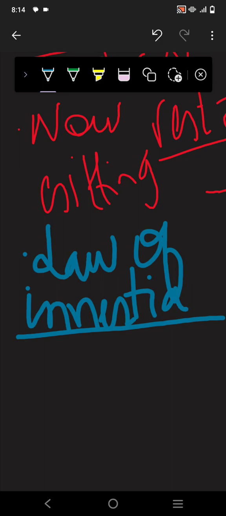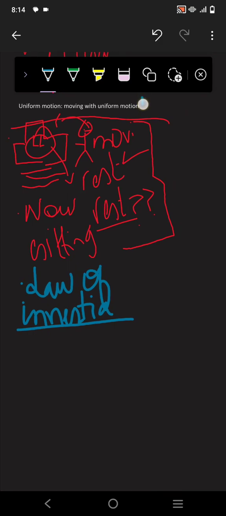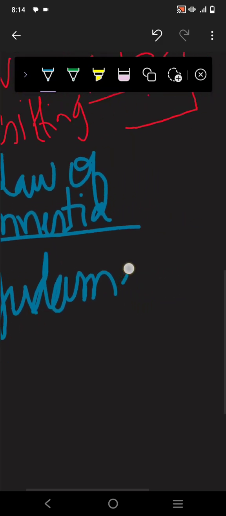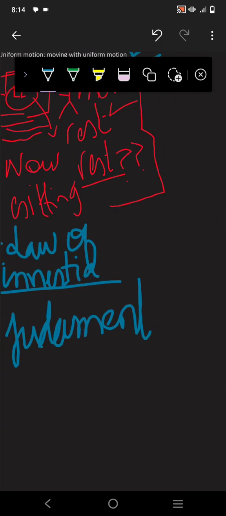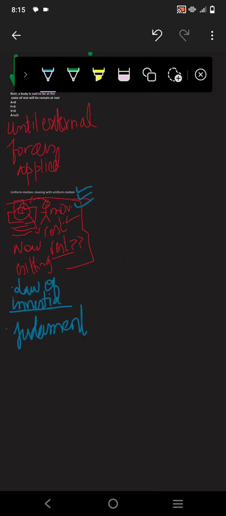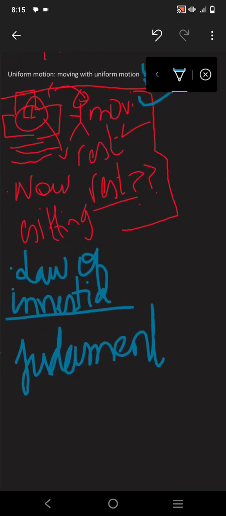For example, the earth is revolving around the sun, and that is uniform motion. The moon is revolving around the earth, that is again uniform motion. Electrons are revolving in their orbits, that is again uniform motion. These laws are applicable till the day of judgment, because when the day of judgment comes, this space is going to be destroyed and everything is going to collapse. Until that time, these laws are applicable.